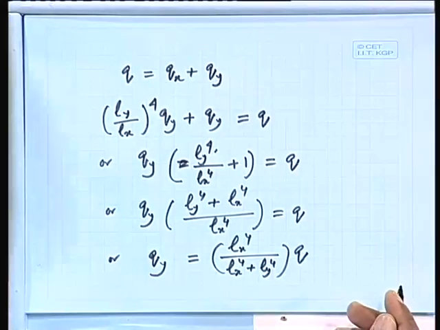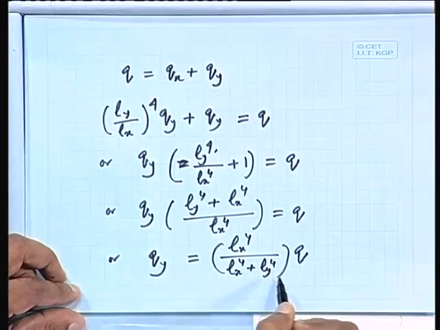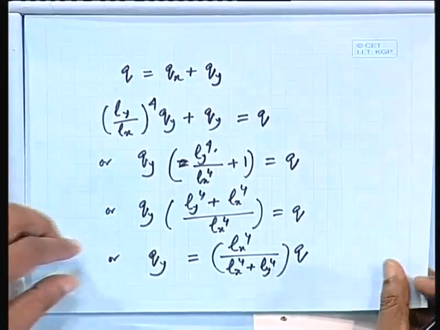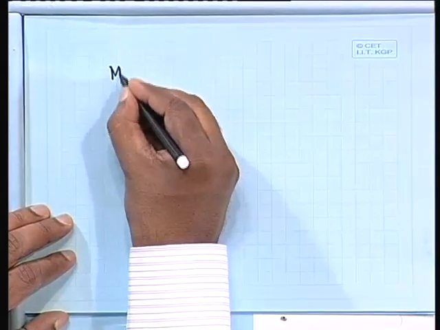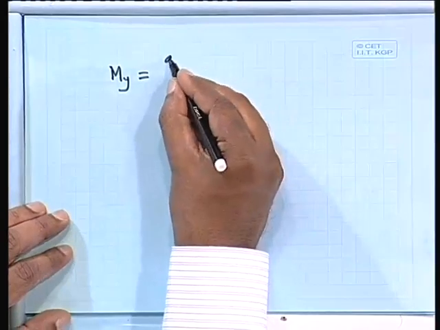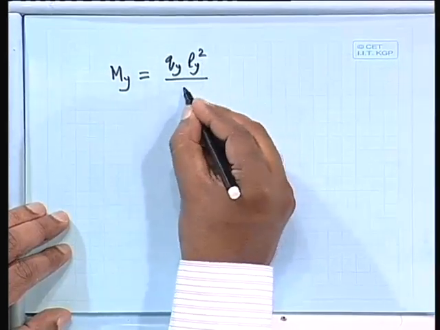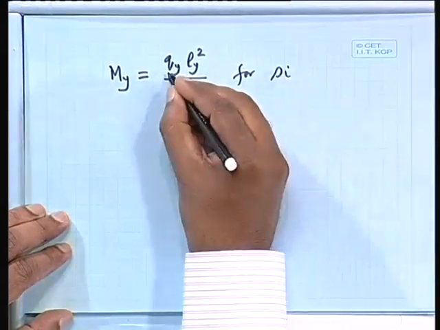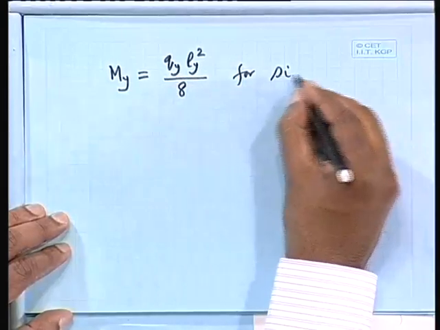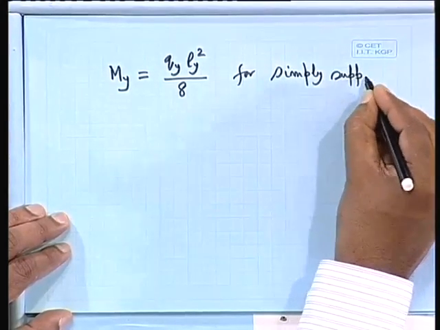So this is your q that we can get. Obviously this one will be Lx to the power 4 by Lx to the power 4 plus Ly to the power 4, this much we can get. So what about your My then? We can write down here My will be equal to qy L square y by 8, that is due to simply supported case. For simply supported case we are getting this much. The qy is the contribution that we shall get in the y side, for simply supported case in the longer direction.